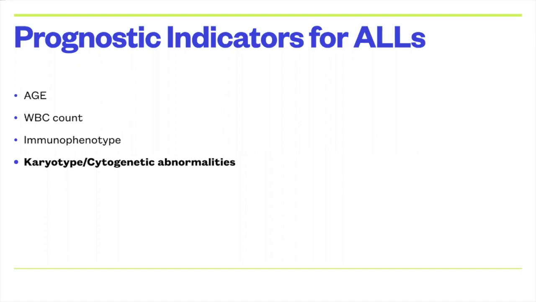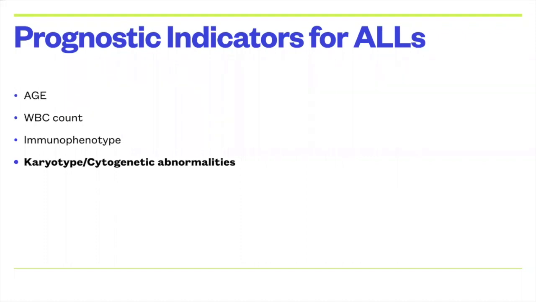Older children or teenagers or adults tend to have a poor prognosis for ALLs. Children diagnosed with ALL between the ages of 2 to 10 tend to have a good prognosis, so that is very important. Like we mentioned previously, WBC count, white blood cell count. A low white blood cell count upon diagnosis tends to be a good prognostic indicator. A high WBC count upon diagnosis, typically greater than 50,000 white blood cells, tends to have a poorer prognosis.